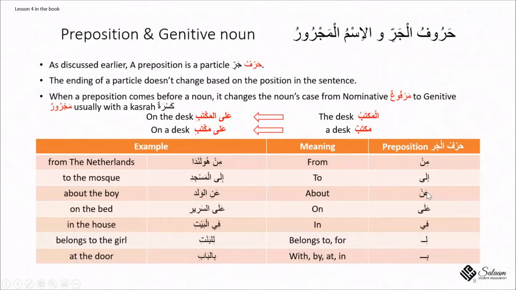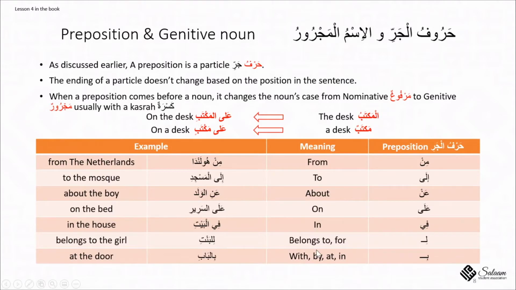Min, ila, an, ala, fi, and the lam, this one letter. When we have this one letter before any noun, it gives a different meaning, and the noun becomes majroor, which has kasra. This lam means belongs to. If I said al bint, it's the girl. Lil bint means belongs to the girl. Al bint will have a kasra at the end: lil binti, because of this lam.